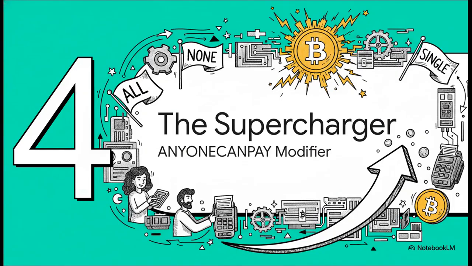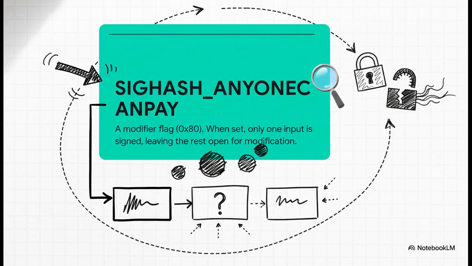As powerful as those three flags are, there's one more piece to this puzzle. It's a modifier that basically acts like a supercharger for this whole system, and it unlocks a completely new level of collaboration. Let's talk about anyone can pay. Anyone can pay is a total game changer.